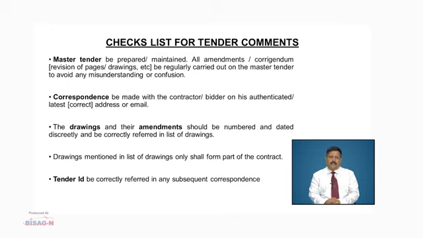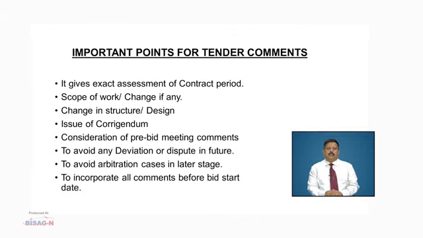The correspondence with the contractor or the bidder is made on his authenticated or latest address or email as per his enlistment details. The drawings and their amendments should be numbered. The drawings mentioned in the list of drawings only shall form the part of the contract. It should be ensured that the tender ID is correctly referred in all subsequent correspondence.